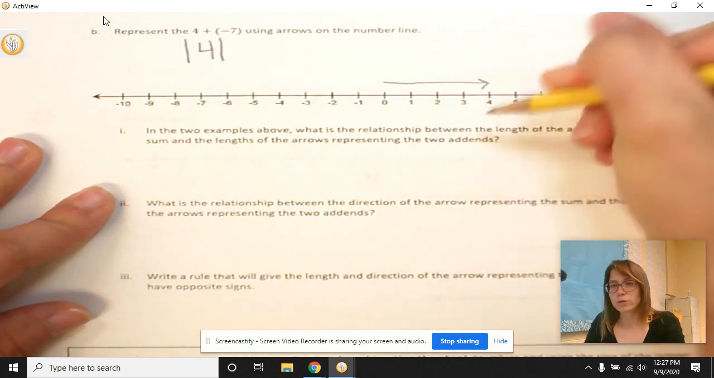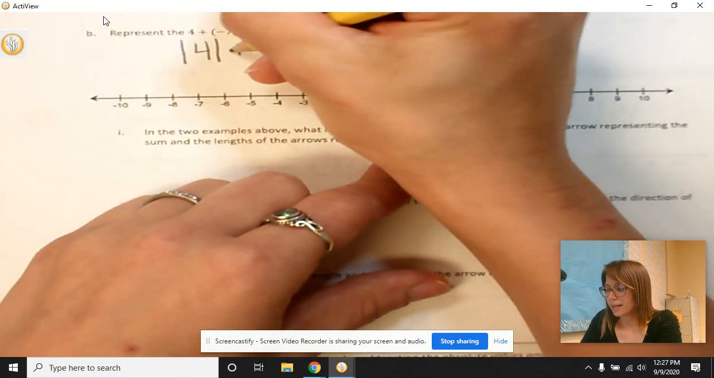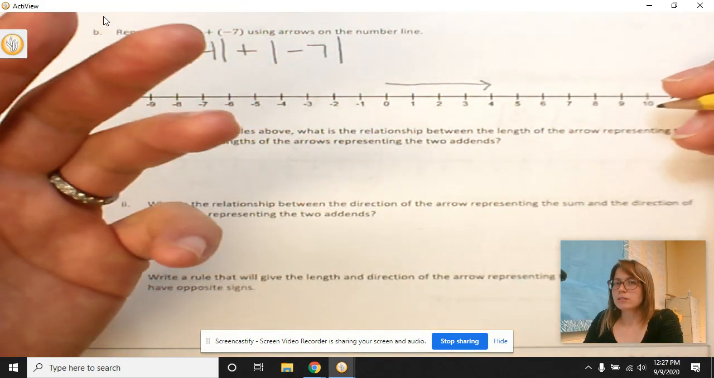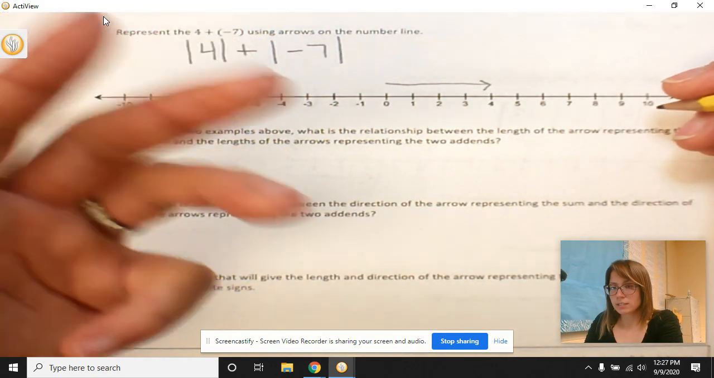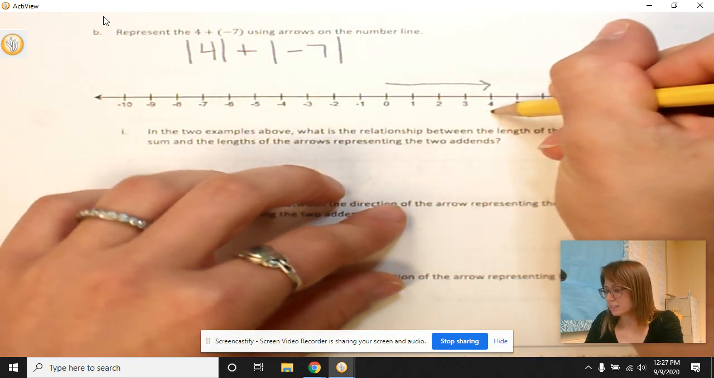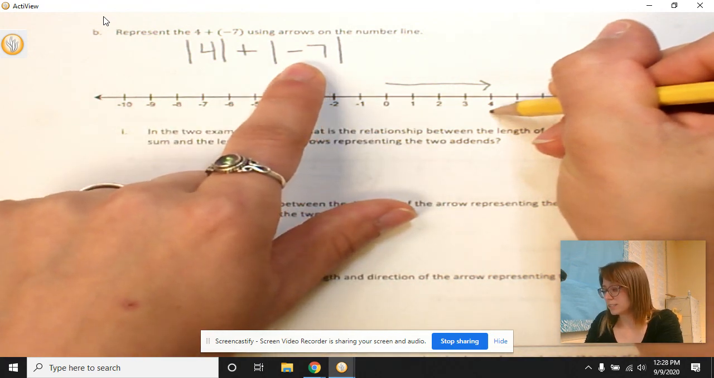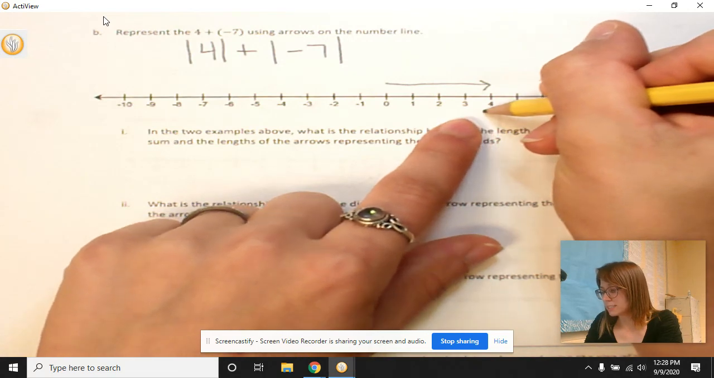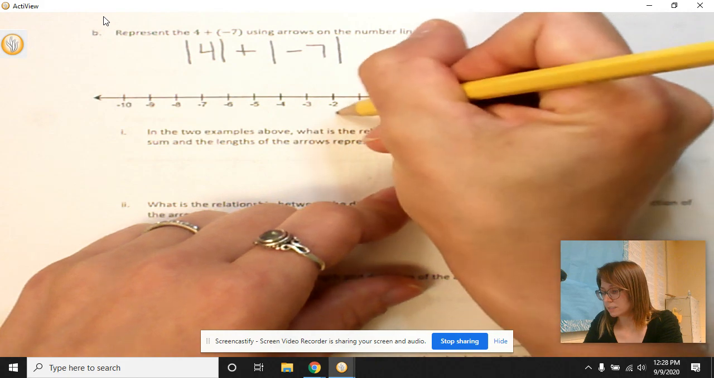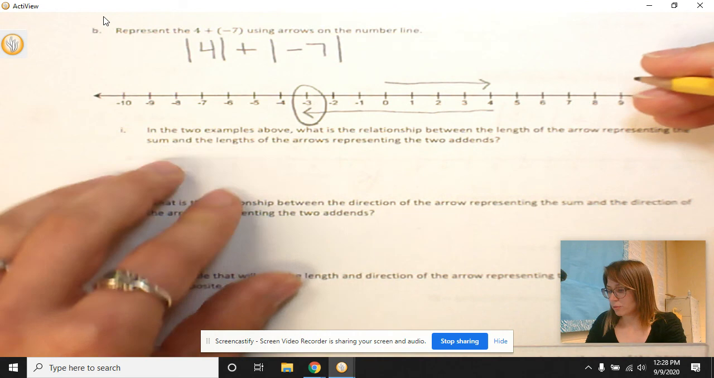Draw that vector that's 4 units long. Here I am at +4. Okay, I'm going to add this to the absolute value of -7, where the absolute value of -7 is going to tell me how long my vector needs to be. So I'm going to start off here where I ended last, and I'm going to draw it to the left because 7 is negative, but my line is going to be 7 units long. So 1, 2, 3, 4, 5, 6, 7. And here I am at -3.